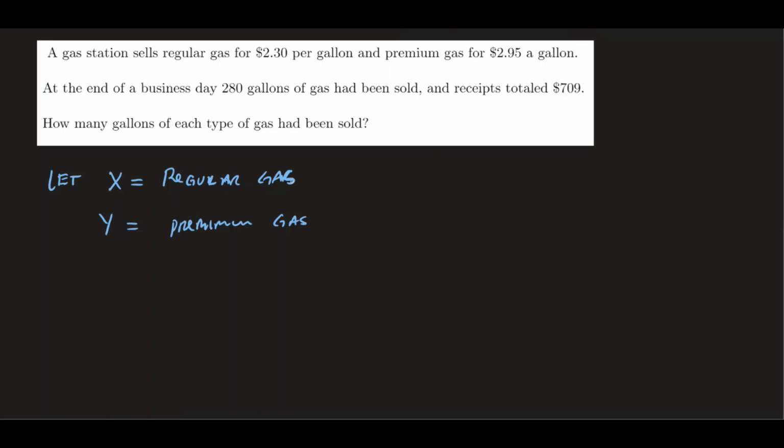So we have two types and a total of this many gallons sold. So we have X plus Y is equal to 280 gallons. And so that's the type equation. Now the second equation is the price equation. So we're going to tag in the price per gallon for the different types and the total revenue.